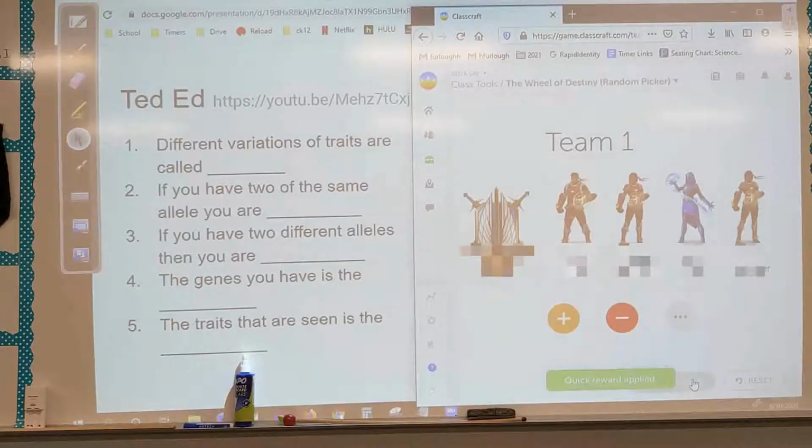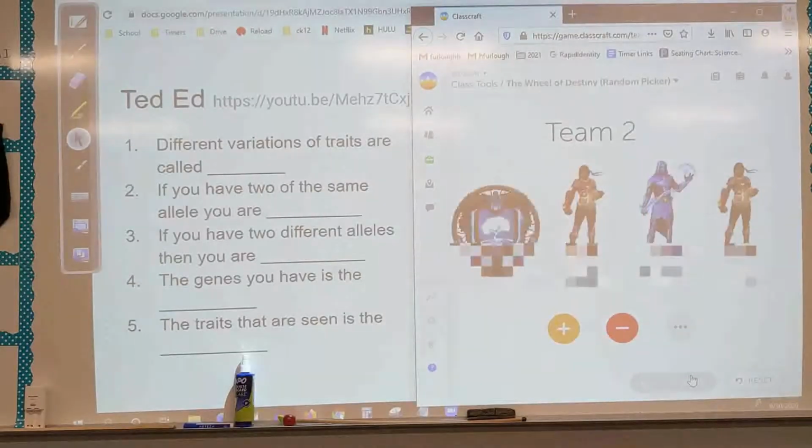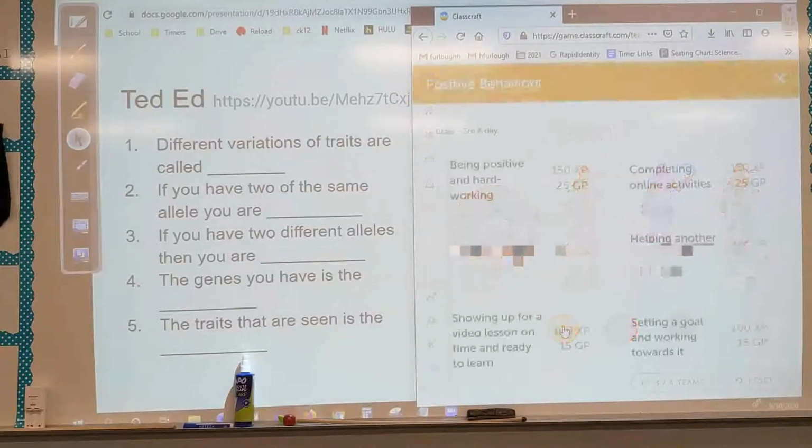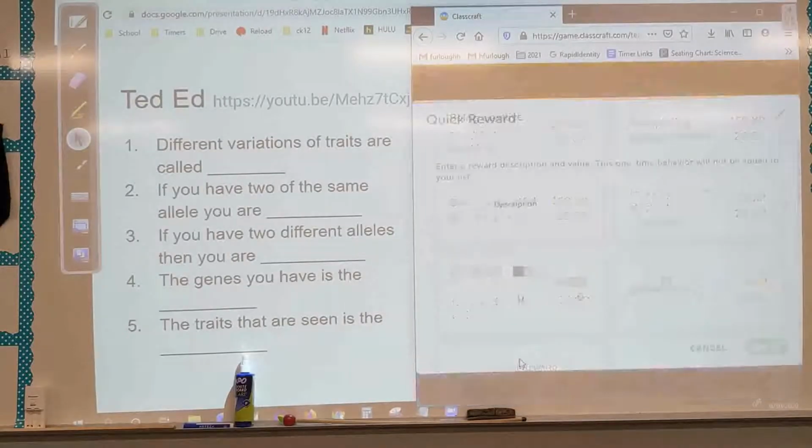Next question. If you have two different alleles, then you are. I need Lauren, Jan, or Sasha. Heterozygous. Heterozygous. Yep. All right, Jan and Lauren. I'm sure the rest of you knew it. They're just quicker with the buzzer.